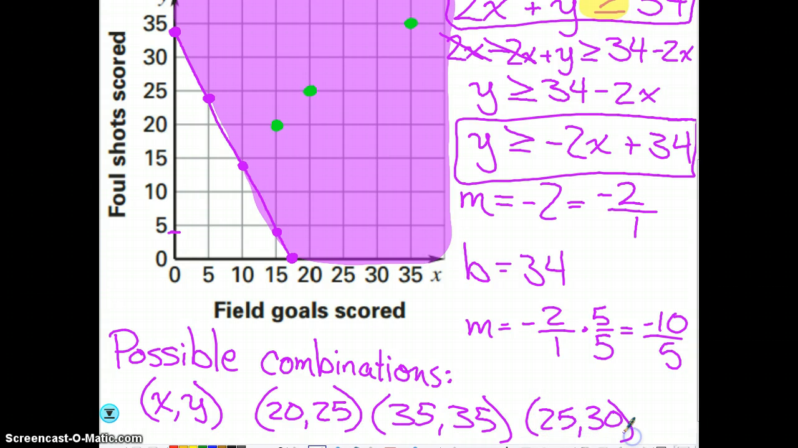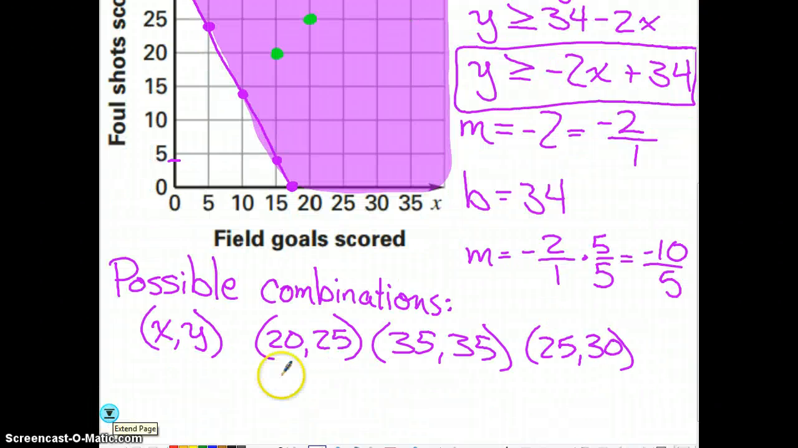17, 0 is kind of close. Now, is that going to work? You say yeah. Why? Well, consider what these ordered pairs mean in terms of the problem. If I have 17 for my x, that's 17 field goals scored. How many points is that altogether? 34. Did I need to score 34 points? Did I do that? So what did I do in that situation? We tied. How about in these other situations? We won.